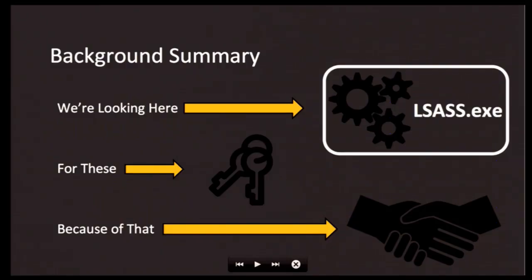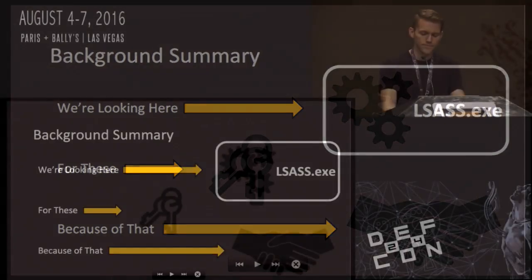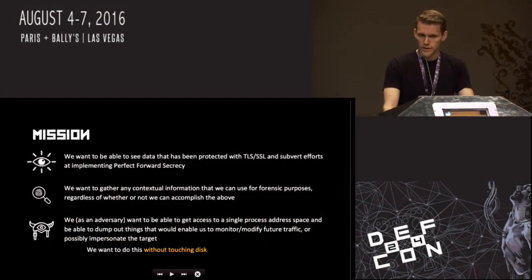So just as a quick summary, we're looking in LSASS, we're looking for secrets and keys, and we're doing that because that's where the handshake happens and because S-channel prefers ephemeral cipher suites in the handshake. Cool. So again, why do we want to do this?